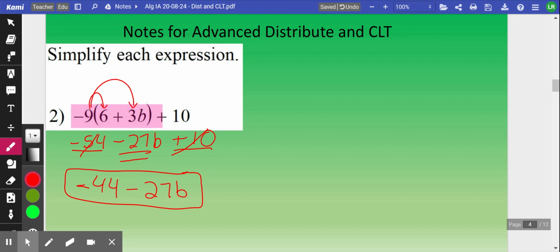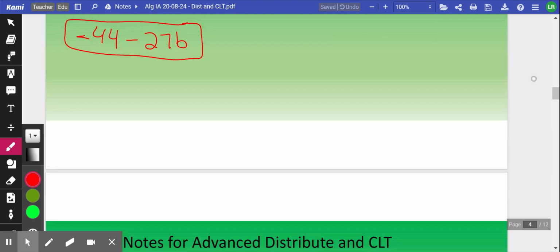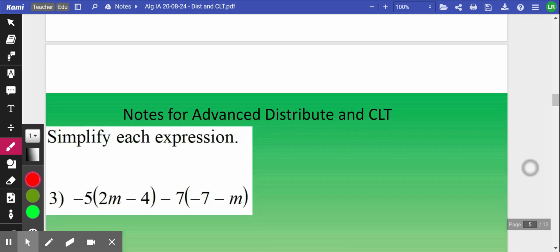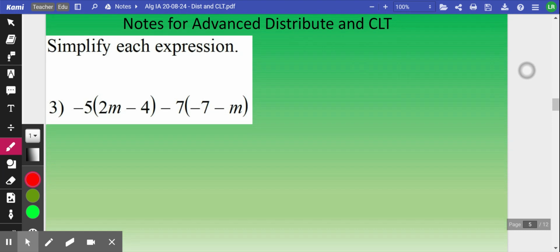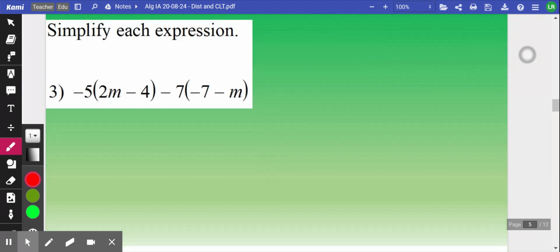Okay? Questions? Going once. Going twice. Two more that we're going to look at together. So those are two types where you had one distribute part. Okay? Let's look at a couple where you have multiple distribute parts. Write this one down.